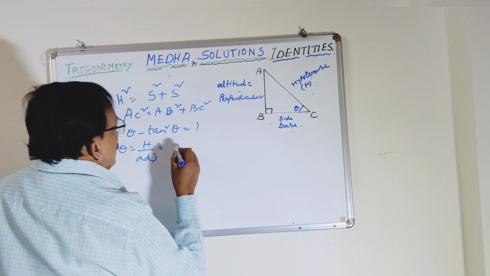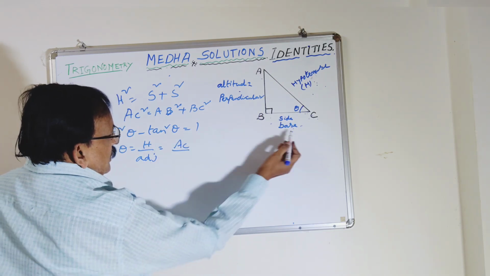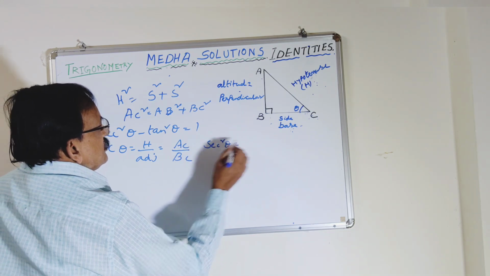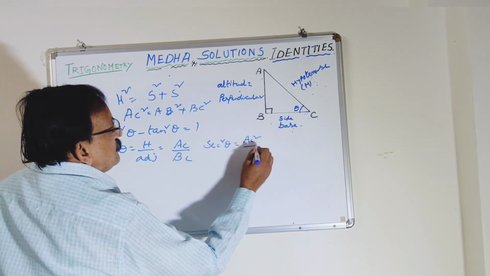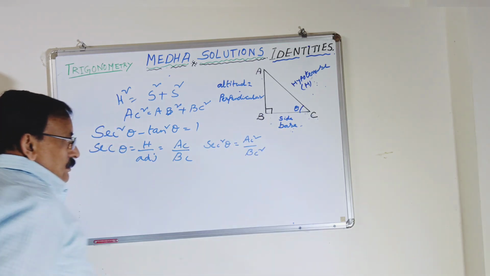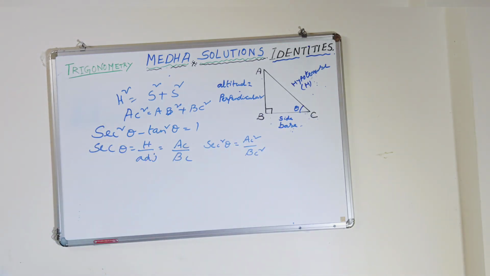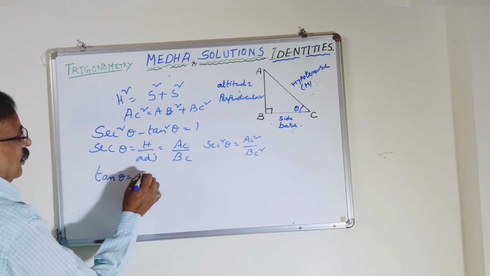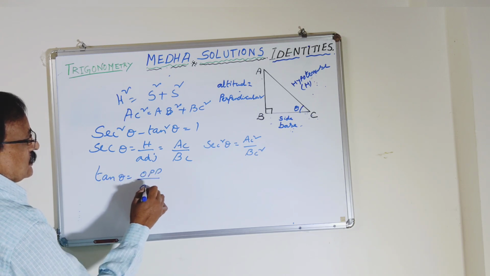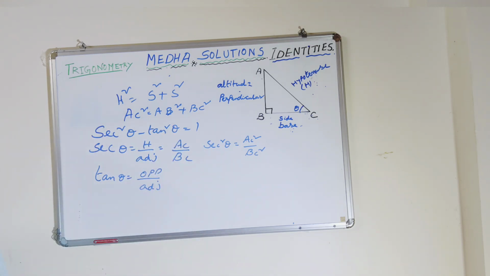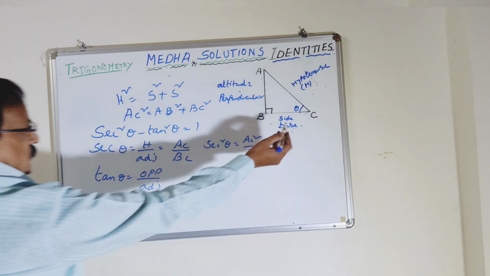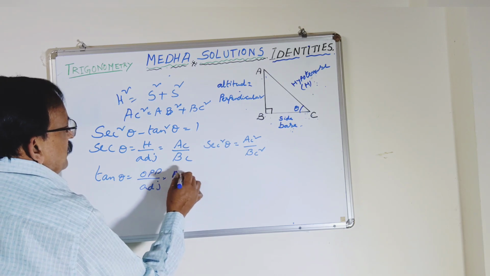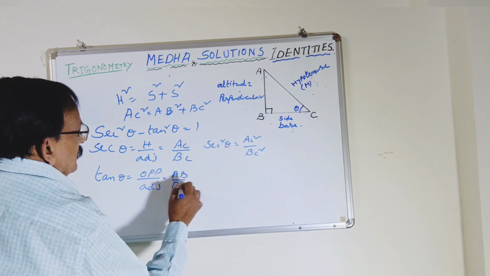Here hypotenuse AC by adjacent BC. Now sec square theta is equal to the squaring of AC by BC, that is AC square by BC square. This is the sec square theta value. Now tan theta is equal to opposite by adjacent. See here, the opposite side of theta is AB, so tan theta is AB by BC.